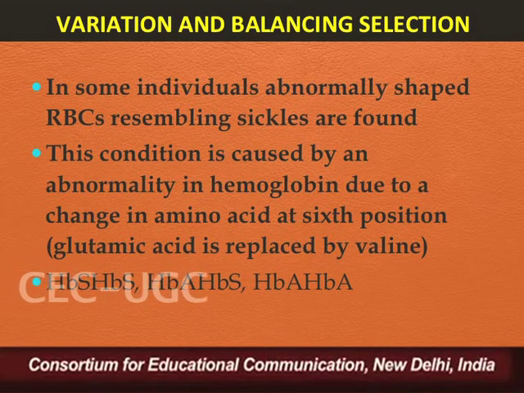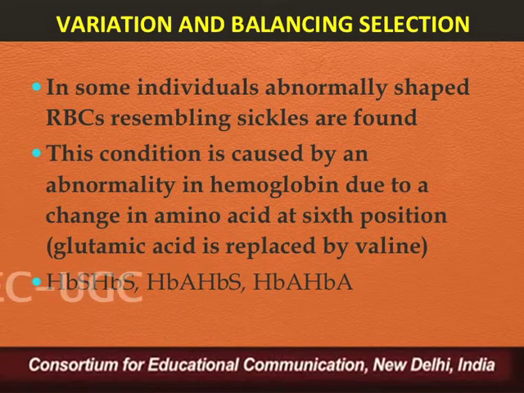It was found that this condition is caused by an abnormality in hemoglobin due to a change in the amino acid at the 6th position. The amino acid glutamic acid is replaced by valine. Individuals who have 2 copies of this allele tend to die, while those having one copy of the mutated allele and one copy of the normal allele were normal, and those who had 2 normal alleles, of course, were normal.